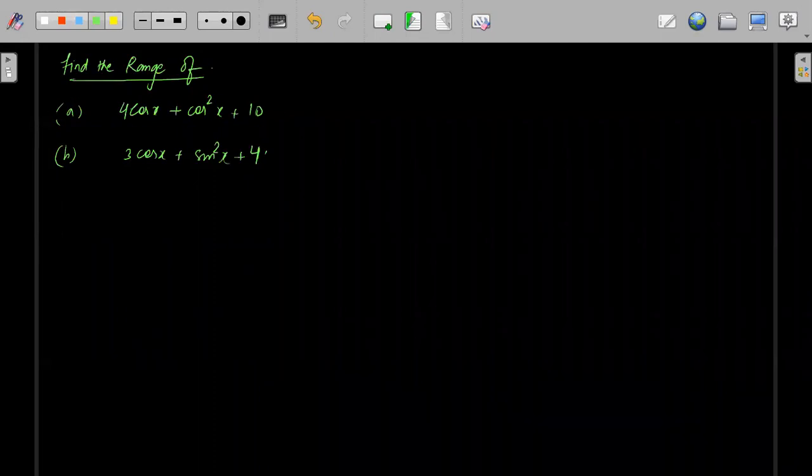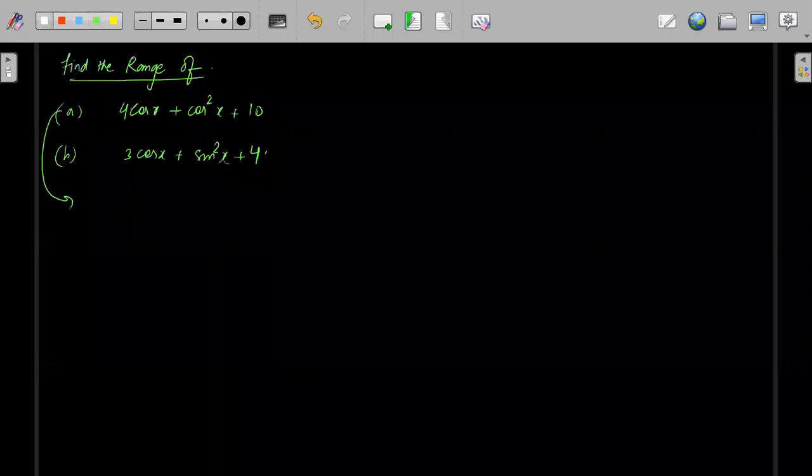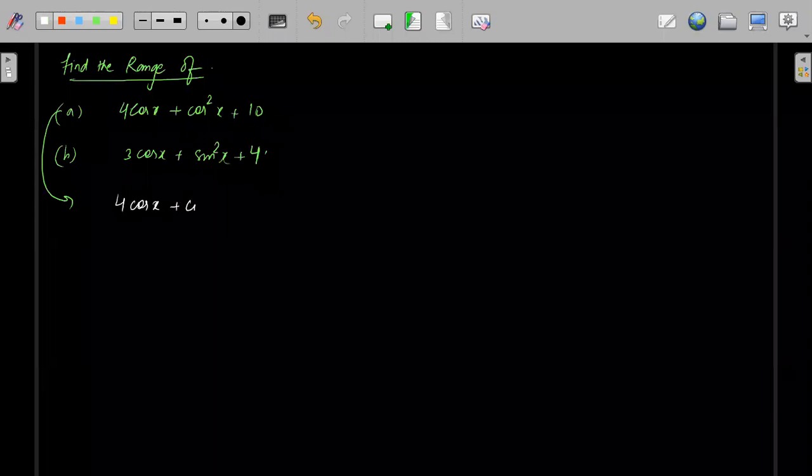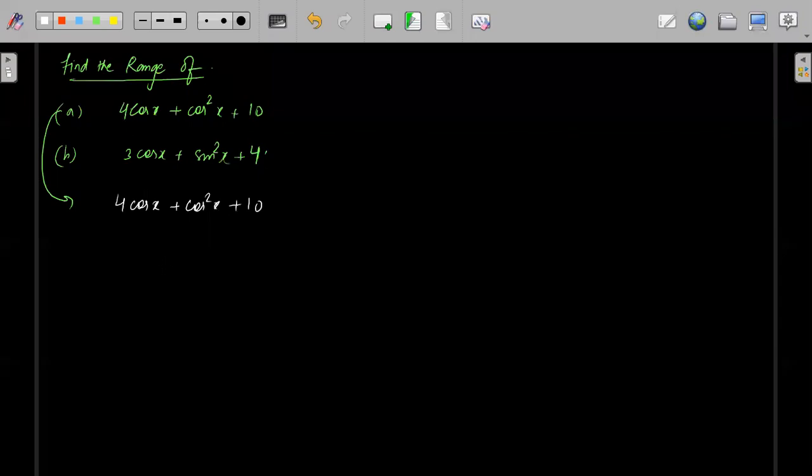So let's see the first question, first part. We have been given 4 cos x plus 4 cos square x plus 10, right? So now again we have to convert.